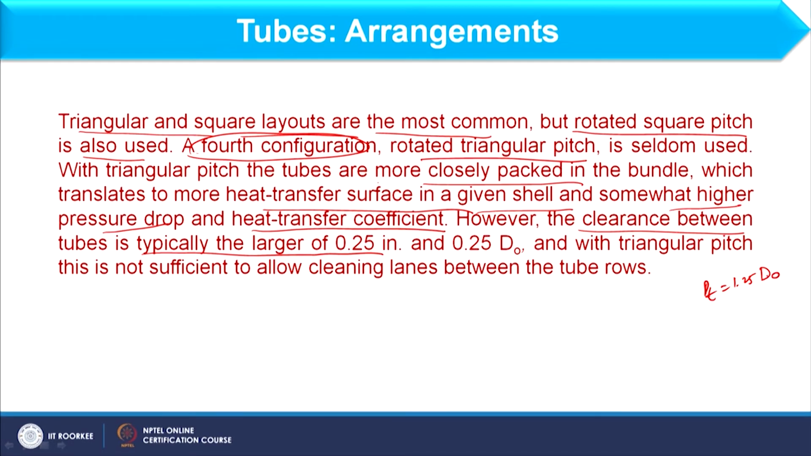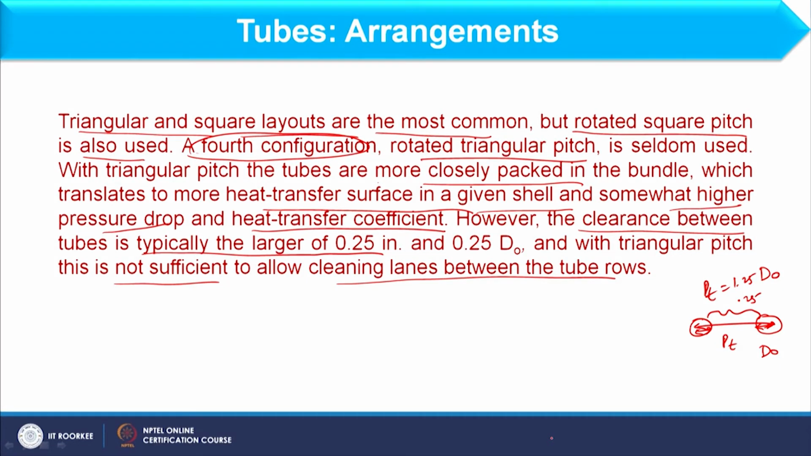0.25 of OD, okay, because complete PT is 1.25 into D naught. So, if I am having two tubes like this, this is basically the PT, okay, and if you consider this distance and this distance, this combinedly gives D naught. So, the available distance is 0.25 only, right. So, in this way this is the clearance, and with triangular pitch this is not sufficient to allow cleaning lanes between tube rows. So, in that case mechanical cleaning is difficult, however, we can carry out chemical cleaning, fine.